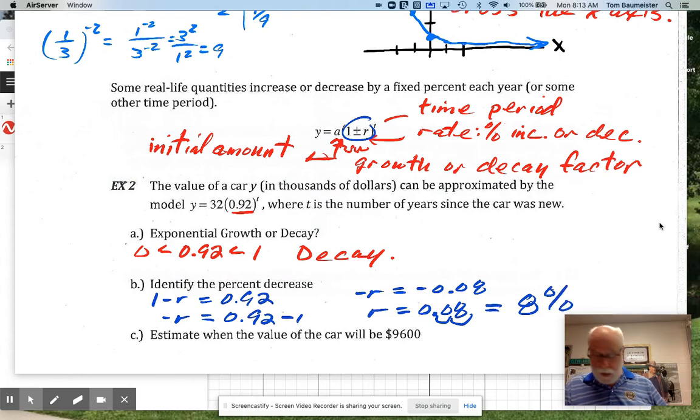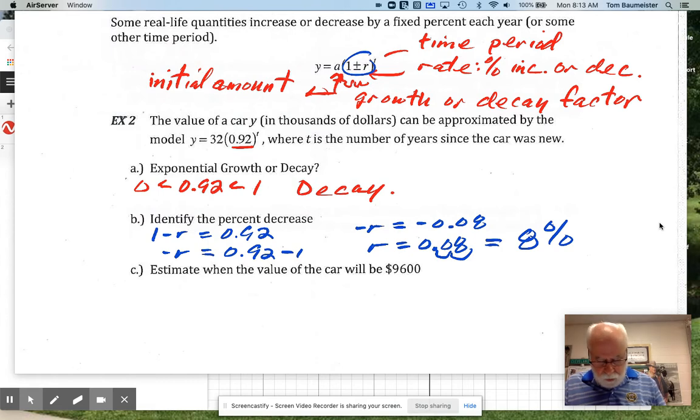Okay, and then estimate when the value of the car will be 9,600. So put the equation in the calculator.